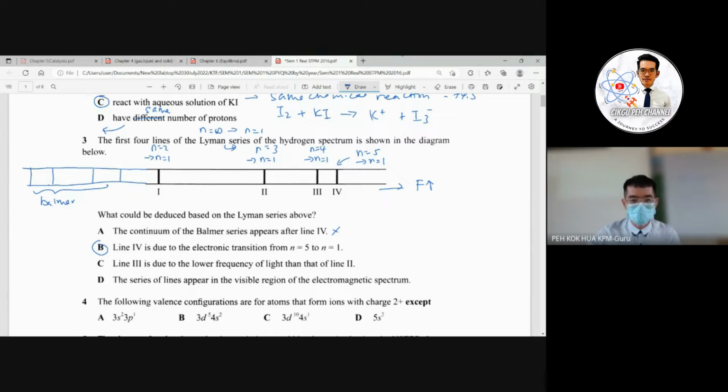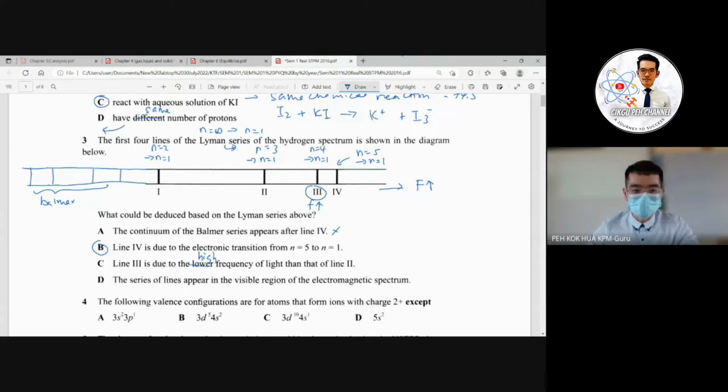And then line number 3 for C. Line number 3 is due to a lower frequency than that of line 2. According to our explanation just now, the frequency increases from line 1 to line 4. So line number 3 will have a higher frequency compared to line number 2. So the statement here is also wrong, it should be higher.